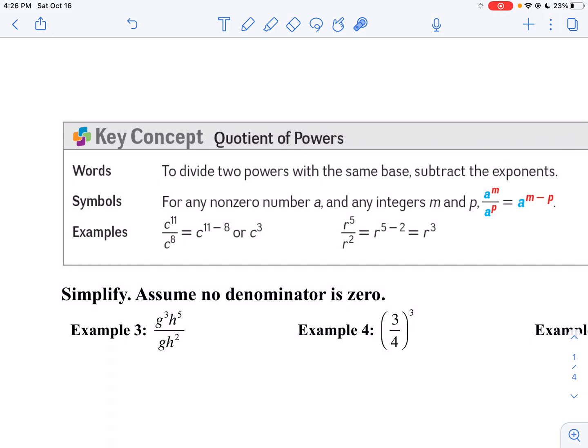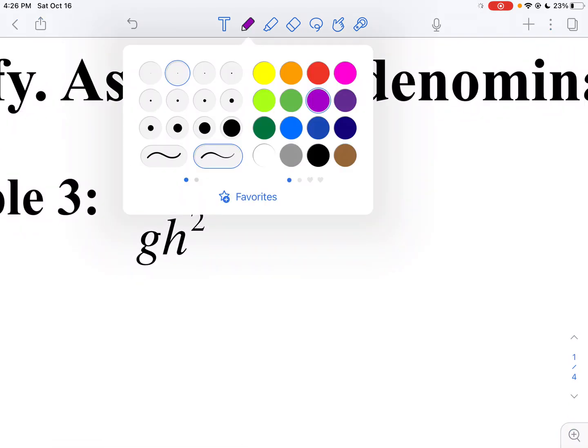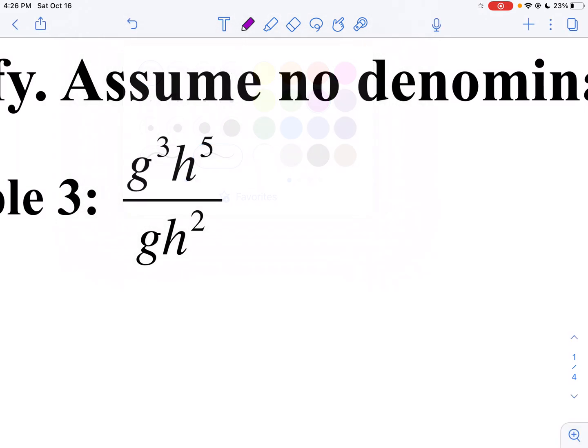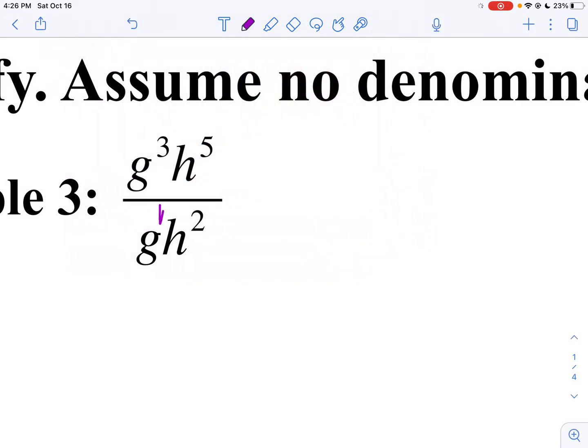So if I've got g to the 3rd over g, well, remember, this g actually has a 1 as an exponent. Don't forget that. It's not 0, it's 1. So 3 minus 1, that would be g squared. And then 5 minus 2 would be h to the 3rd.